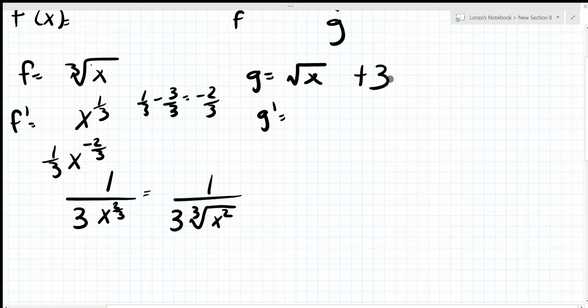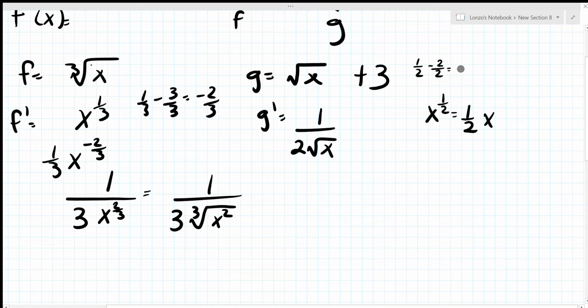So we know the derivative of a constant is just zero. This one is going to be, the derivative of the square root of x is 1 over 2 square root of x. How I got that was, you can rewrite the square root of x as x to the 1/2. Then you take the power rule, which is 1/2 x to the 1/2 minus 1, which is 1/2 minus 2/2, the same thing as negative 1/2. Rewrite that as 1/2 x to the positive 1/2 in the denominator, and you can rewrite that as 1 over 2 square root of x.